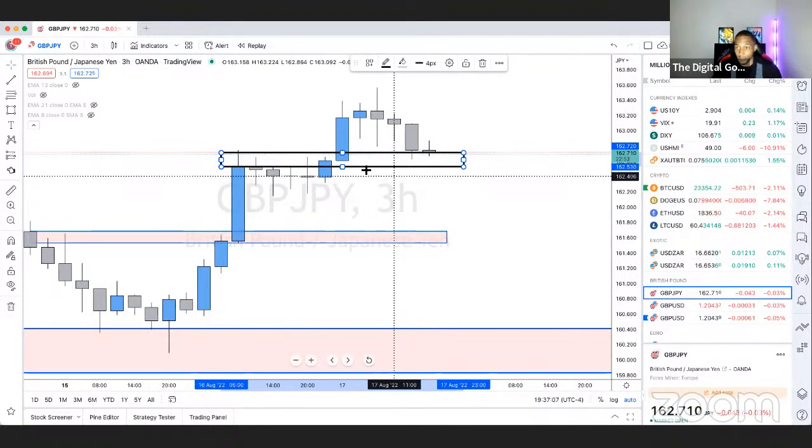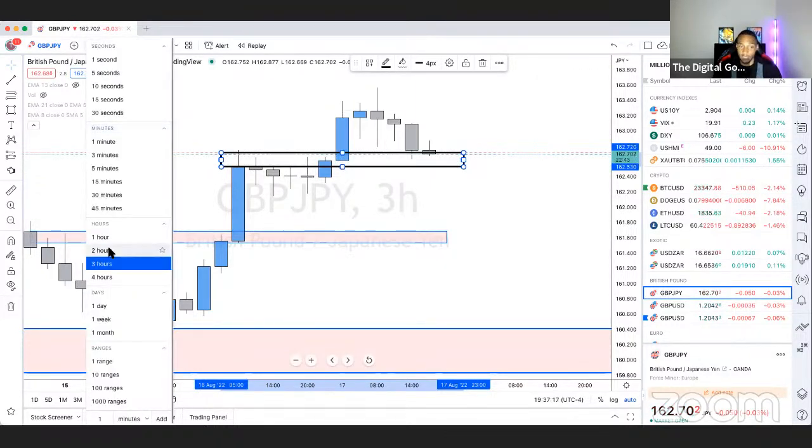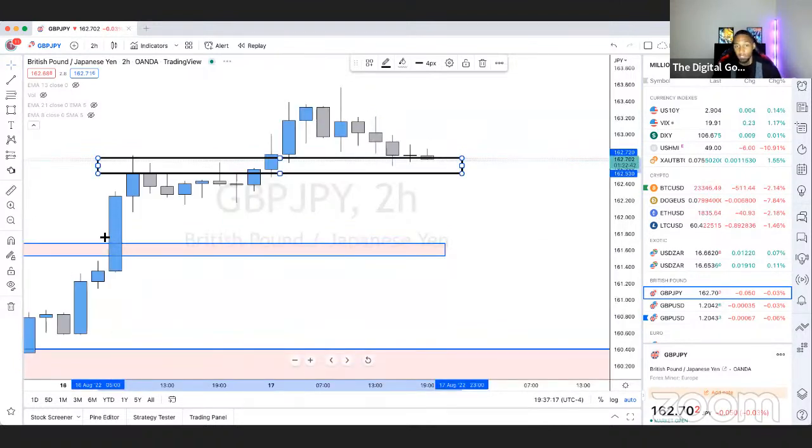Again, it's 7:37. So we don't have enough data, guys, to present what the market is necessarily going to do. I haven't even checked to see if there's any news on the Japanese yen. Let me actually look at that real quick.